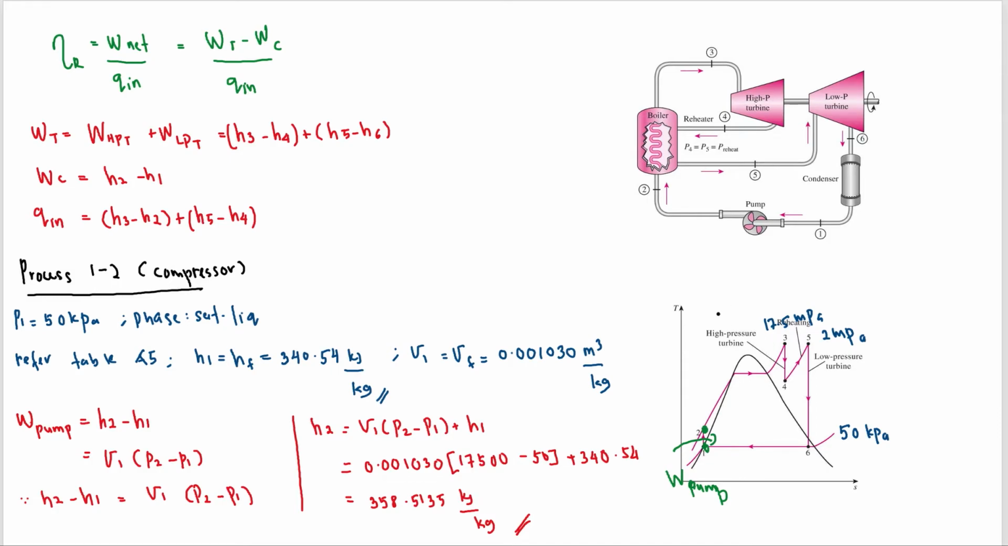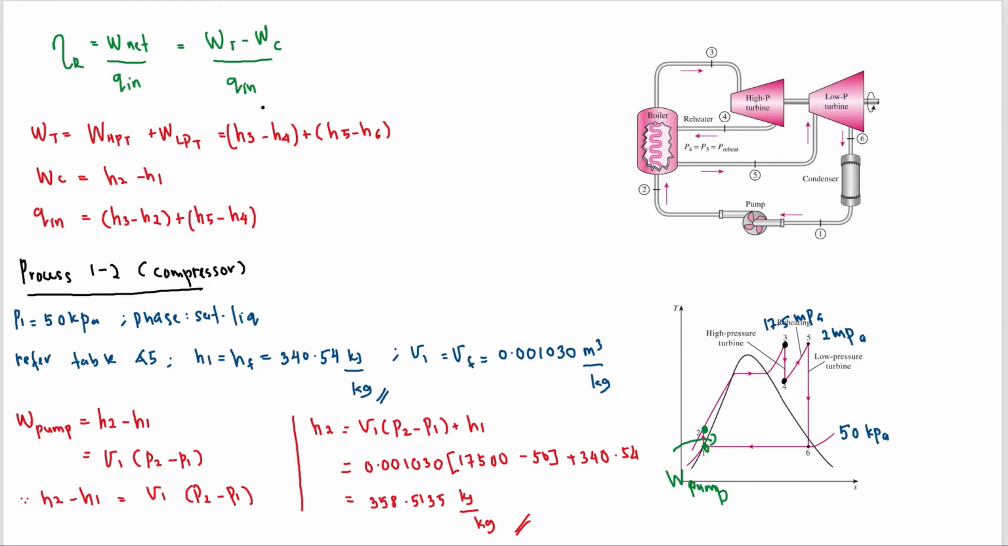So if we refer to the T-S diagram, this is the high pressure turbine at state 3 and state 4. So W_HPT is h3 minus h4, plus W_LPT, low pressure turbine. In the T-S diagram, low pressure turbine is at state 5 and 6. So h5 minus h6. W_C, work of compressor, or work of pump, is h2 minus h1.